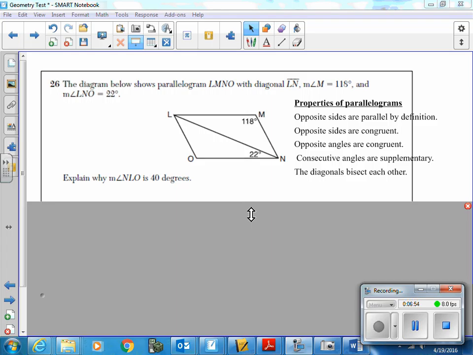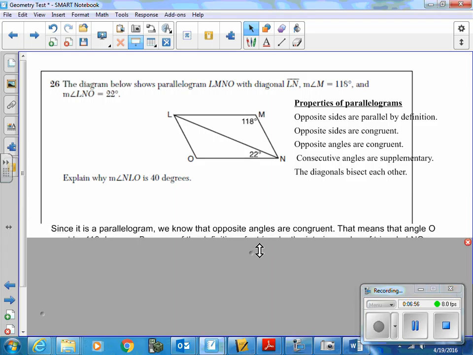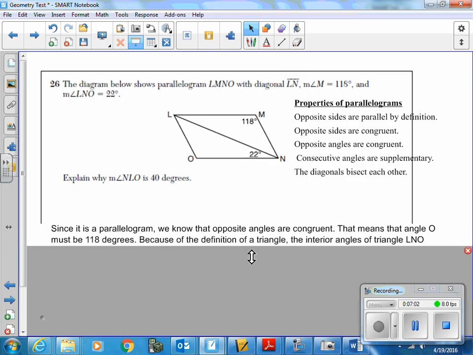So this is what I went through. I said, since it is a parallelogram, we know that opposite angles are congruent. That means angle O must be 118 degrees. If this angle over here is 118, the opposite one, since it's a parallelogram, must also be 118. So I'm going to write that here. All right, that's 118 degrees.